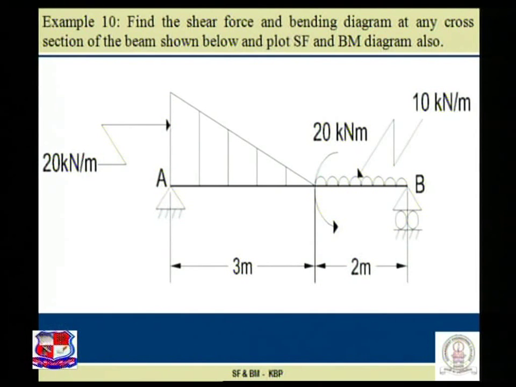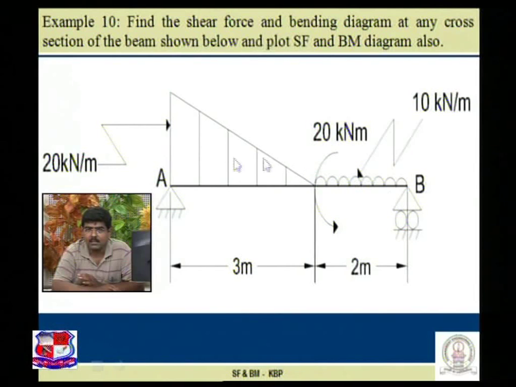Carefully visualize the given problem. Combination of load. Now let us take a combination of load, all the three: UVL, concentrated moment, and UDL. The three combinations have been taken care of in this particular beam. The first 3 meter region has UVL, the next 2 meter region has UDL, and at this junction the concentrated moment is acting.